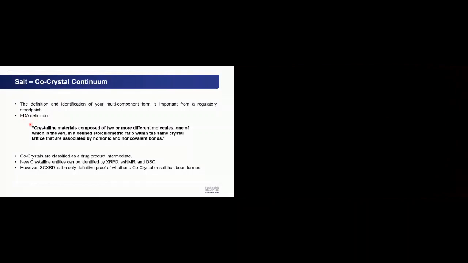So they are seen as completely different entities by, say, the FDA, which is the major drug definition group in America. And they define it as a crystalline material comprised of two or more different molecules, one of which is the API in a defined stoichiometric ratio within the same crystal lattice, associated by non-ionic and non-covalent bonds. So again, going to the idea of hydrogen bonding of a neutral species which isn't a solvent. And it's classified as being a drug product intermediate. Once the co-crystal enters the body, it's believed that it dissociates into the active and the co-former, and then this active is treated as the primary molecule, as if it was just a regular polymorph.